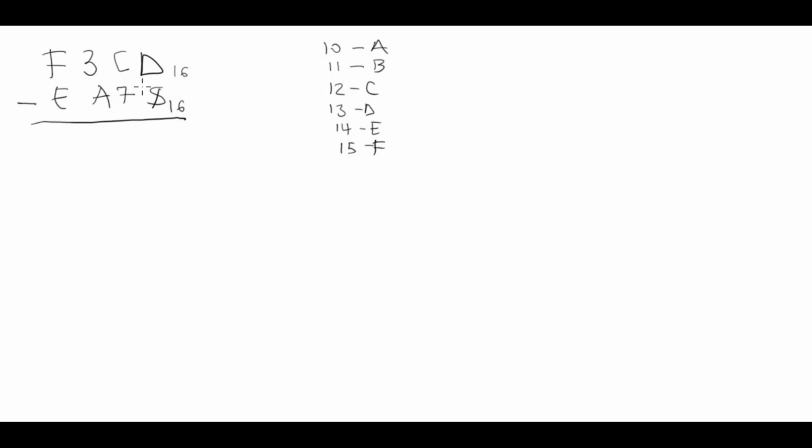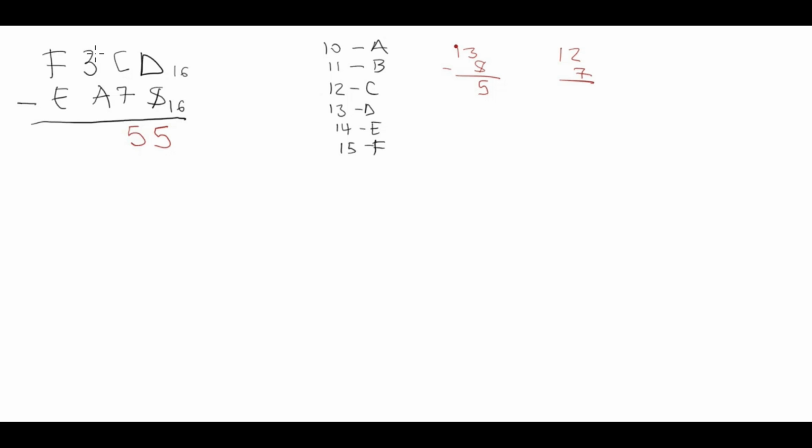So D is 13. You subtract 8. 13 minus 8 is 5. So you write there 5. C is 12. No, C is 12. 12 minus 7 is 5. C minus 7, C is 12 minus 7 is 5.